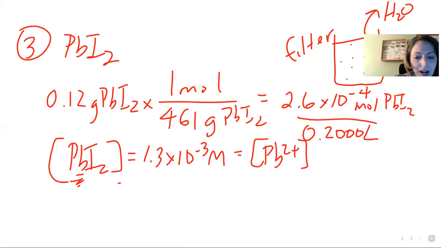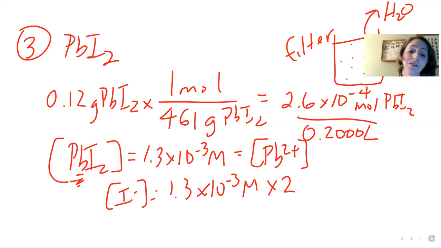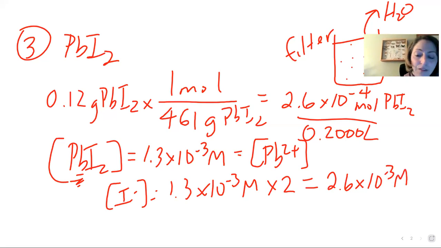And then if you want the iodide, it would just have to be this number doubled, because there's 2 moles of I per every lead iodide. So you would double it, so that's about 2.6 times 10 to the -3rd molar. So there's your 2 numbers. You have the concentration of lead, you have the concentration of iodide, and the concentration of iodide is double that of the lead. So now you can put that in the Ksp.